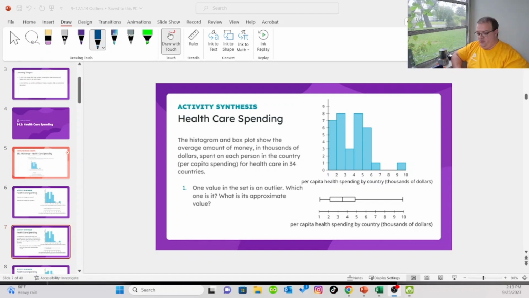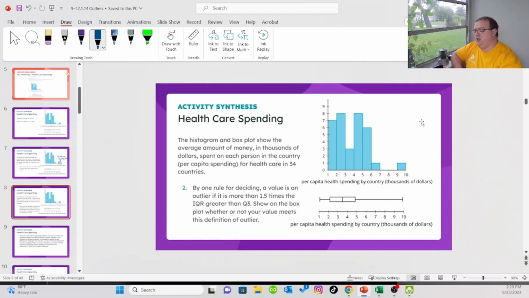So to answer this, we want to look at the histogram. And our outlier would be this value down here. Okay, it's out here by itself. We notice it's much higher than where we would expect the mean or the median to be. So this is our outlier. And the value is somewhere between 9,000 on the low end to under 10,000. So that could be 9,999 and 99 cents. Okay, but it couldn't be 10,000 because that would start up a new bar on our histogram.